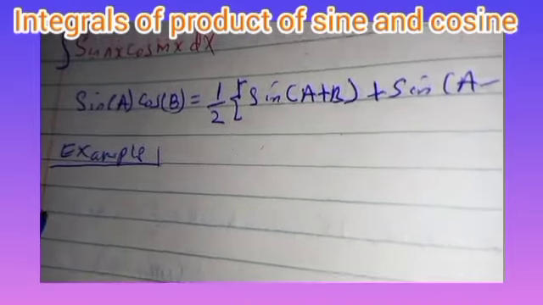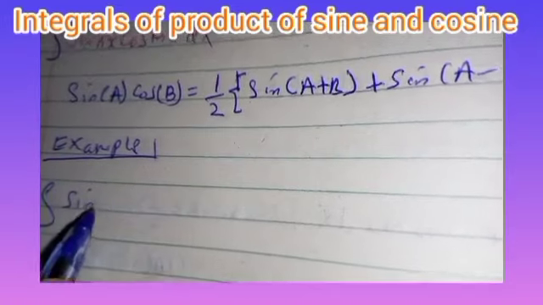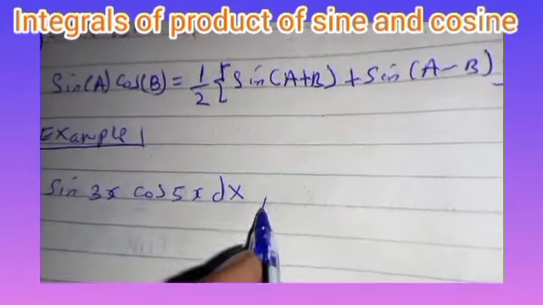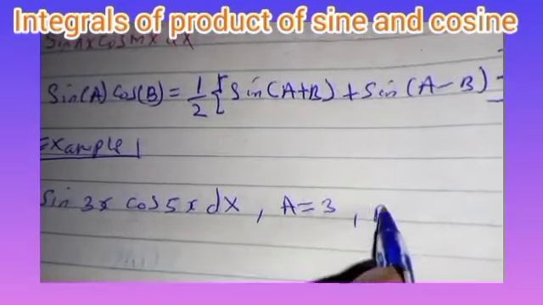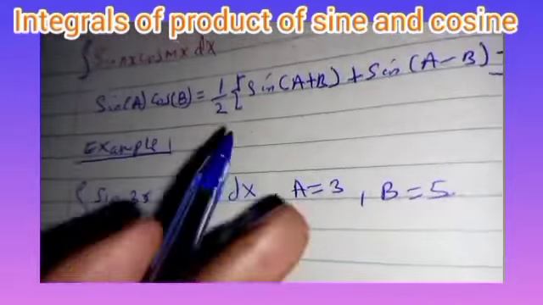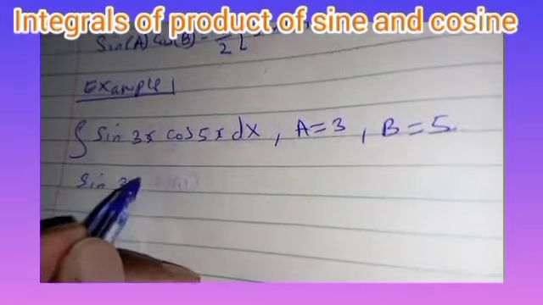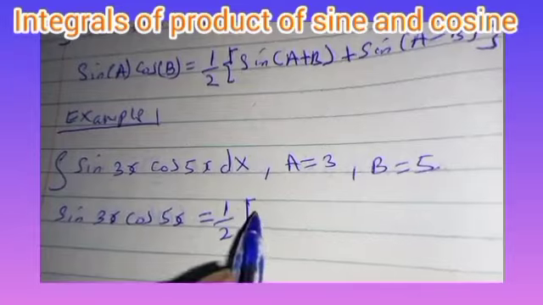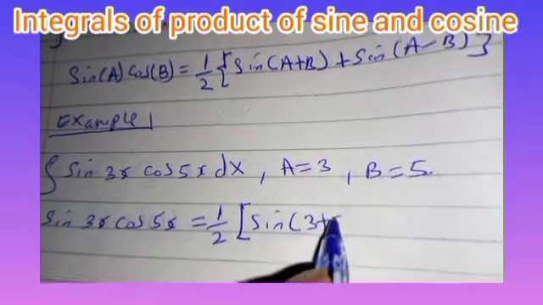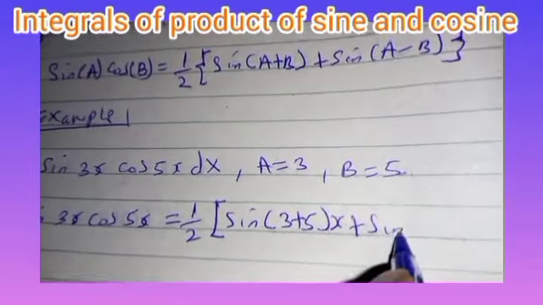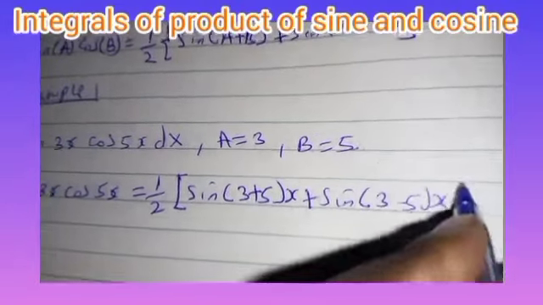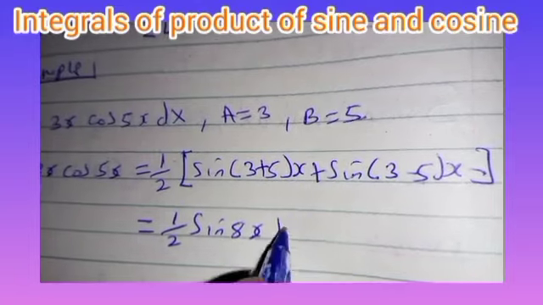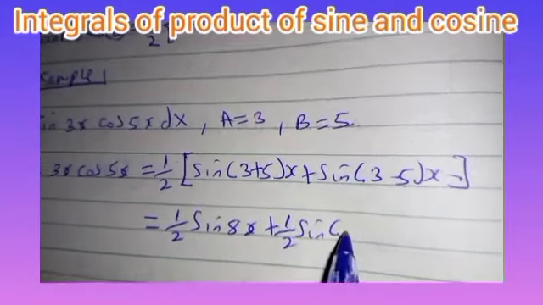Example one, you are to integrate sine of 3x multiplying by cos of 5x dx. So in this case here, our a is equal to 3 and our b is equal to 5. So we are going to employ this identity. So sine of 3x multiplied by cos of 5x can be written as half into bracket sine of 3 plus 5, that is x, plus sine of 3 minus 5, x. We close the bracket. This simplifies to half sine of 8x plus half sine of negative 2x.